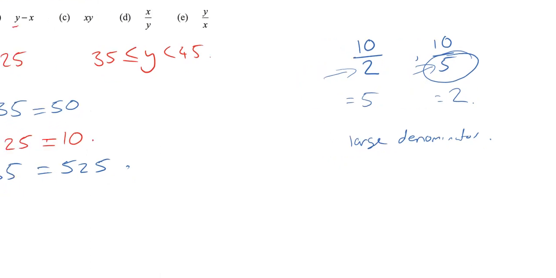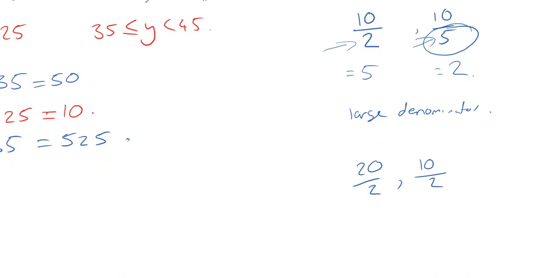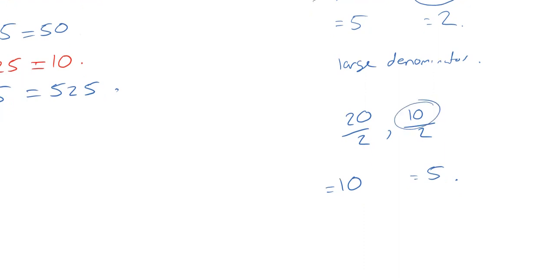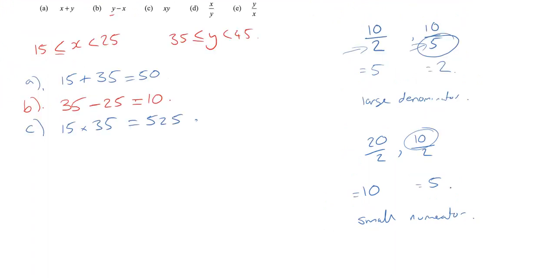Now let's think about the numerators, right? So let's think about 20 divided by 2 and 10 divided by 2. We'll change and alter those numerators and fix the denominators. Well, 20 divided by 2 is 10, and 10 divided by 2 is 5. So if we're looking for small answers, we want to keep the numerator as small as possible. So we want a small numerator. Now we've had a little think about what's going to make a fraction as small as possible.